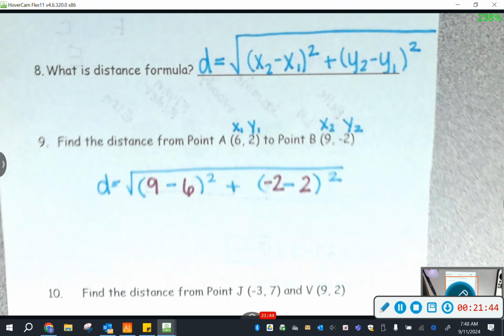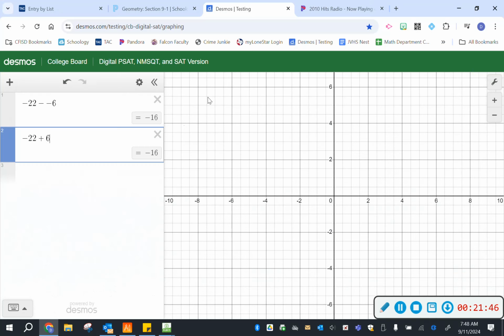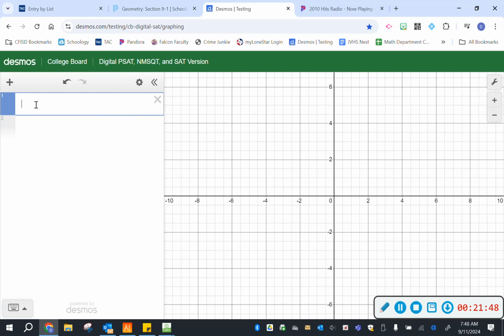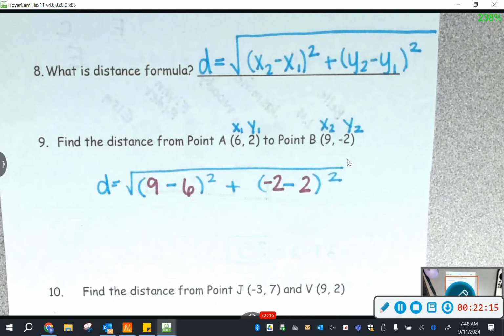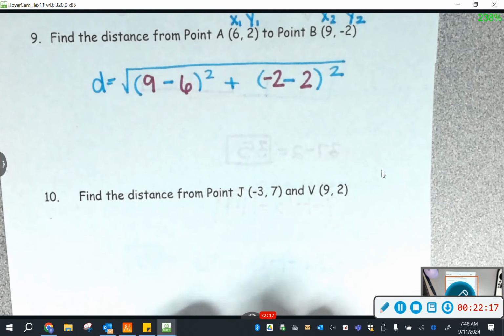But I just want to show you, you could then go through and type this in. D equals, and you would just literally type in everything to get your answer. 9 minus 6 squared plus negative 2 minus 2 squared. And then what's my answer? 5. We're not going to do that for this test. You'll do that on the next test. This test, all I want you to get comfortable with is plugging in.